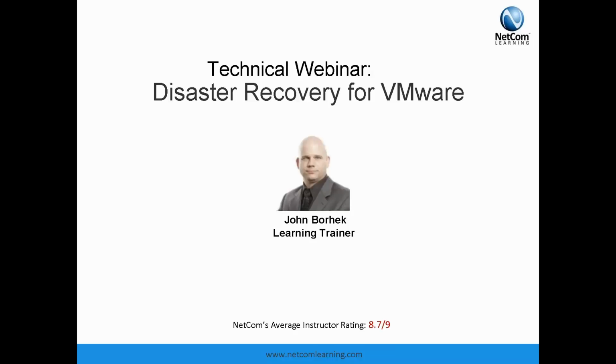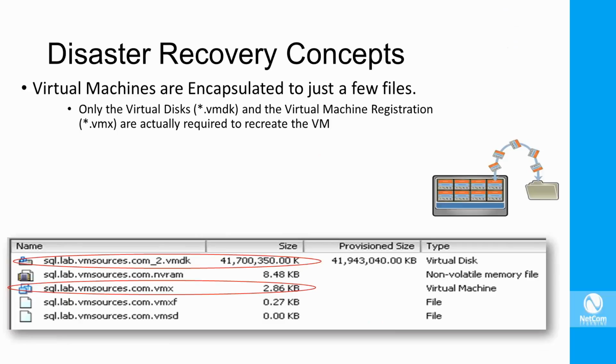At its most basic, disaster recovery for VMware is about copying files. While a Windows operating system can be composed of hundreds of thousands of files, a virtual machine consists of just a few files that are usually encapsulated to a single file or folder. Of those, only the disks, which are known as VMDKs, and the registration, which is known as a VMX file, are actually required to reproduce the virtual machine.